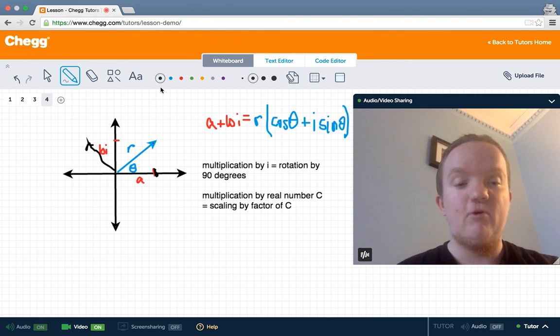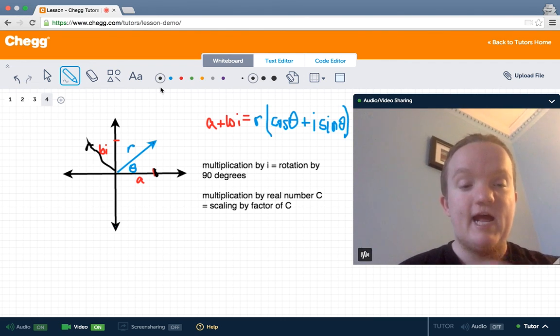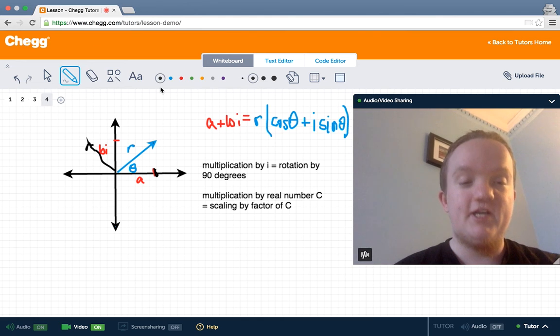This becomes really important when connecting algebra to the calculus of complex functions, which is useful in all kinds of areas. I hope you'll continue working with complex numbers, and I hope this made it a little easier.